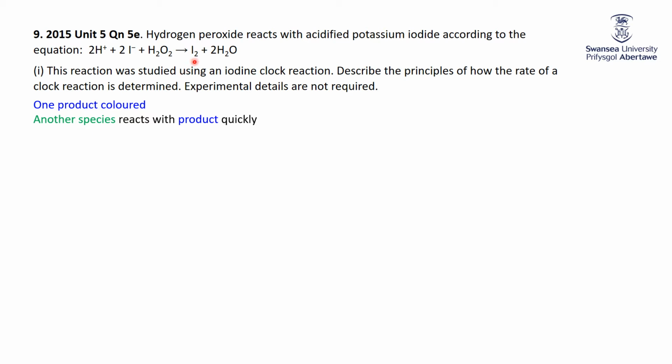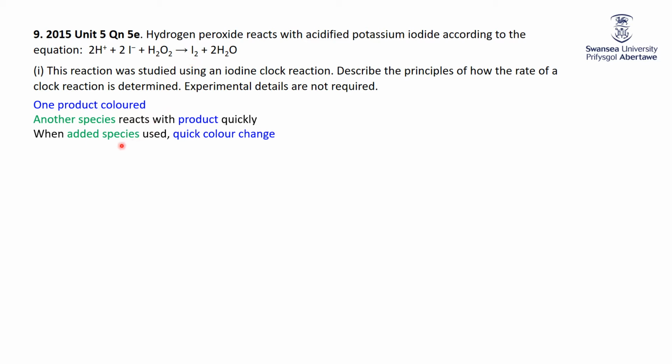S2O3 2- loves iodine. So as soon as you make a bit of iodine, the thiosulfate snags it up, no colour. Make a bit more iodine, thiosulfate snags it up, no colour. And then once that thiosulfate is used up, then the next little bit of iodine that's made, boom, you get some colour.